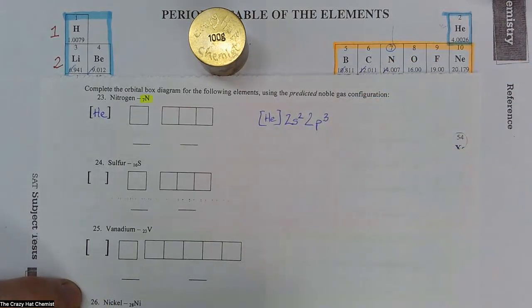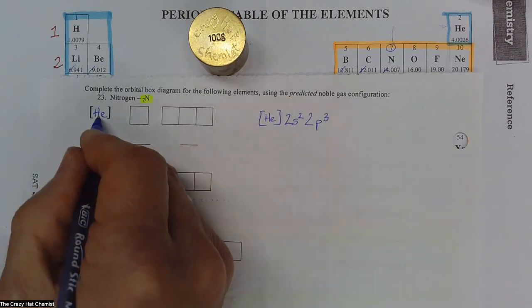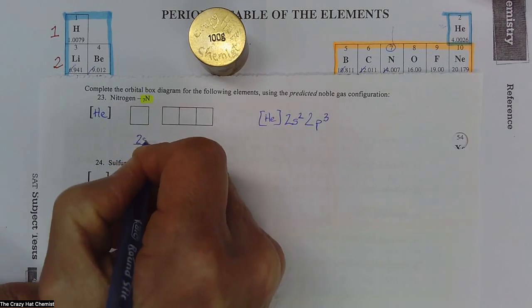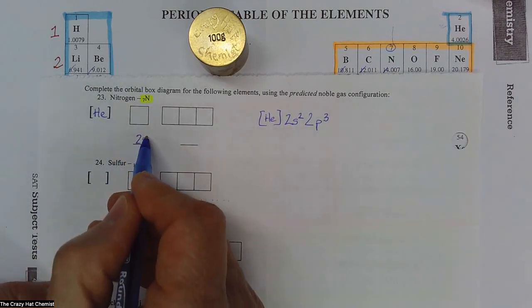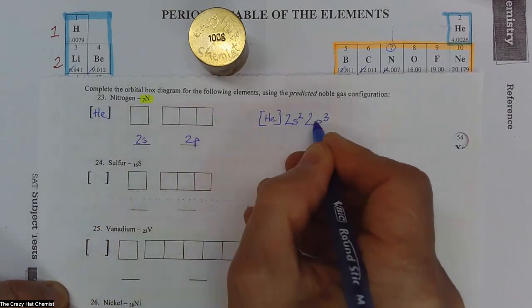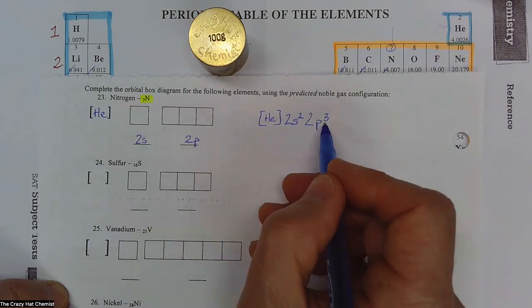So there we go. How you label these boxes is as follows. We've already got the helium there for the noble gas, and then we're going to have 2s. There's no number up here, so I want to make that perfectly clear, and then we're going to have the 2p, just like we're doing here. We're going to emulate what we've done here and use this as a reference.